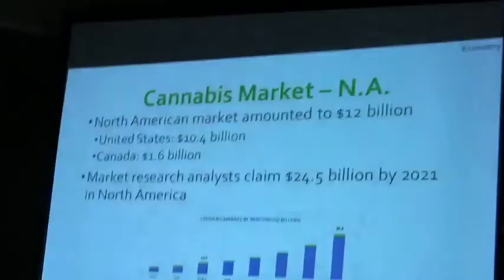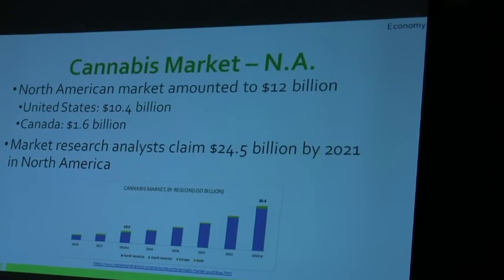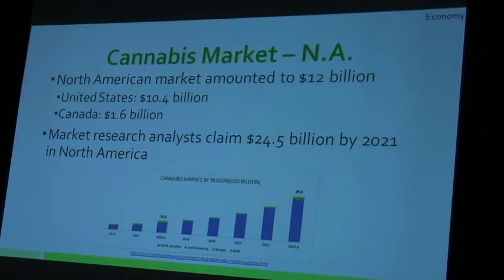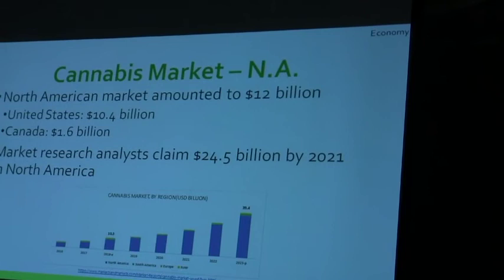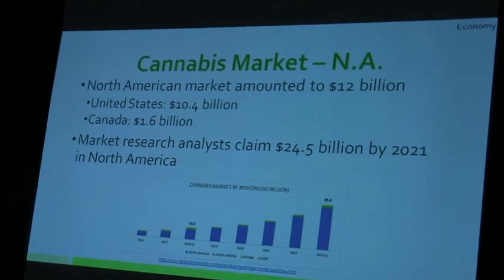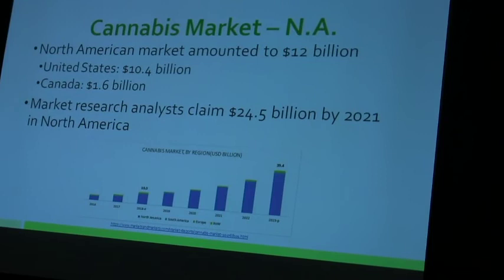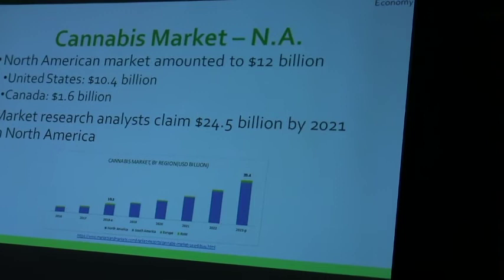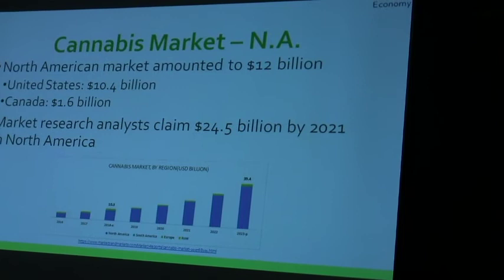Now we start to look at the markets, and there is a lot of teetering on the market today. But before what we saw this year, the North American market early on in legalization, 2018 is when a lot of these stats start, was about $12 billion across North America. Most of that is in the United States, $10.4 billion, where Canada was sitting at $1.6 billion. But that's not money to ignore. Market research analysts have suggested by 2021, it'll be worth $24.5 billion. And until recently, it was going to hit that point.